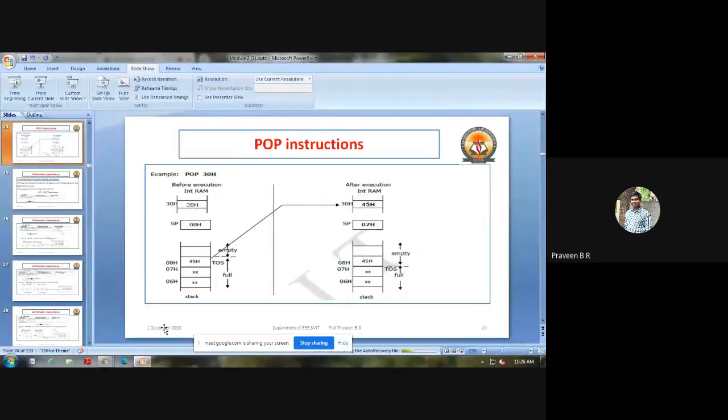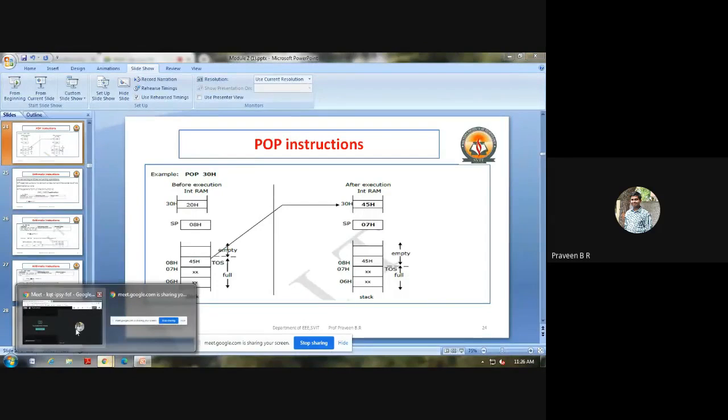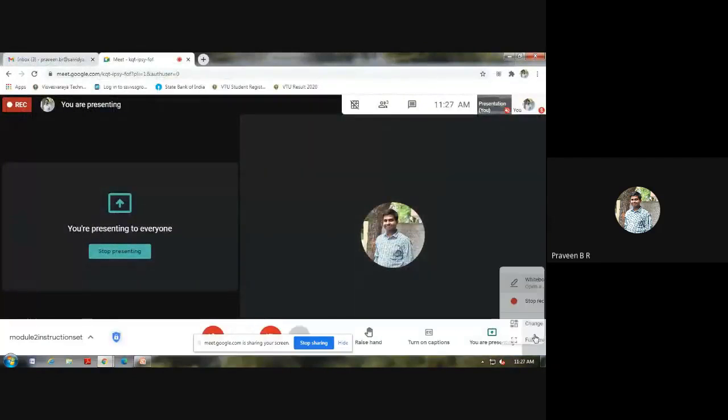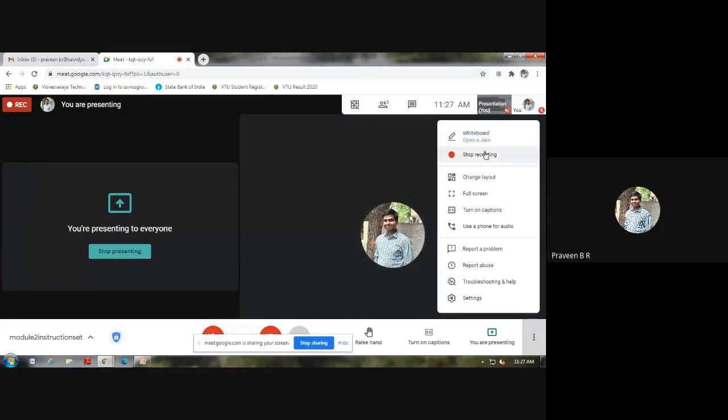I am sure all of you might have understood module 2. I have explained module 2, data transfer instructions.